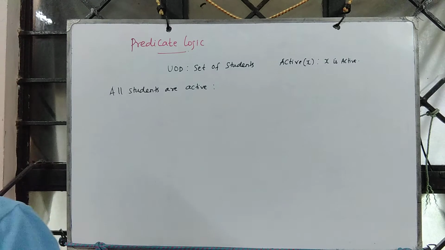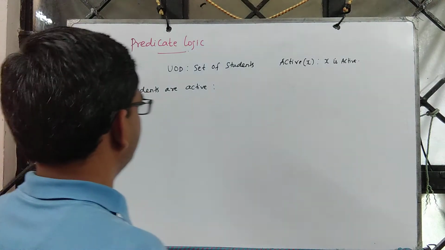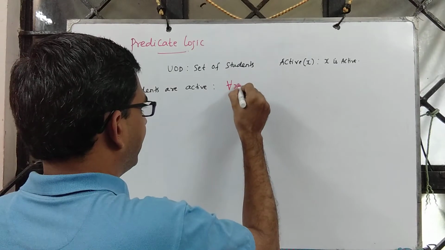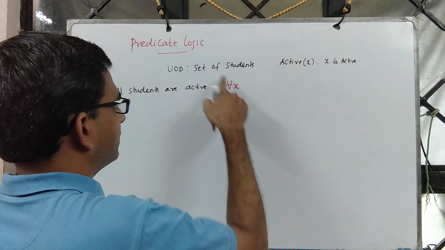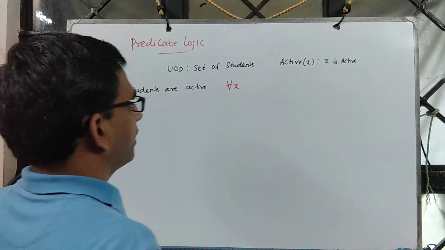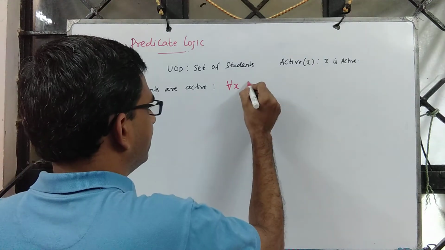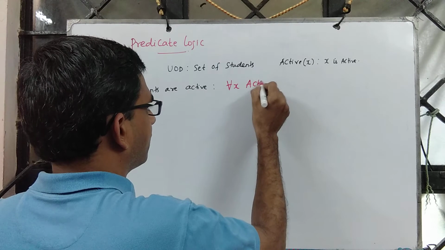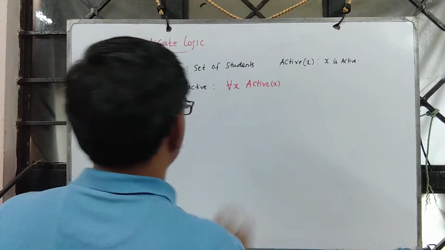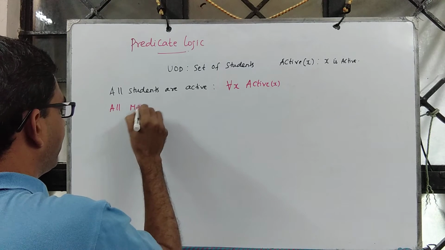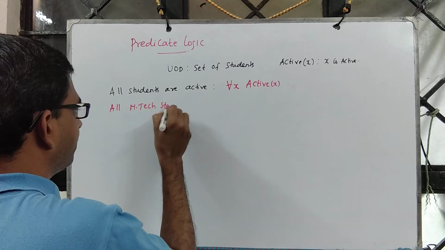This we can represent like this. First, I take an element. Now it is a student. The statement says all students are active. Then we simply write active of X.